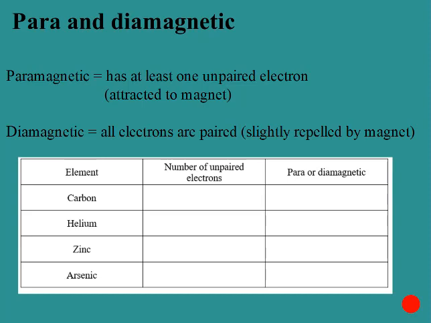Last thing you have to be able to do is figure out if things are para or diamagnetic. Paramagnetic means it has at least 1 unpaired electron. Having an unpaired electron causes it to be slightly attracted to a magnet. While diamagnetic, all the electrons are going to be paired and so will be slightly repelled by a magnet.